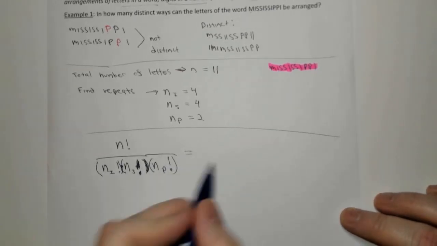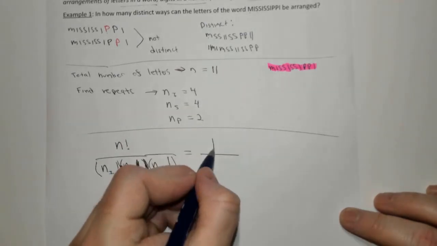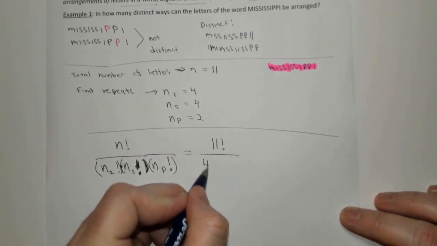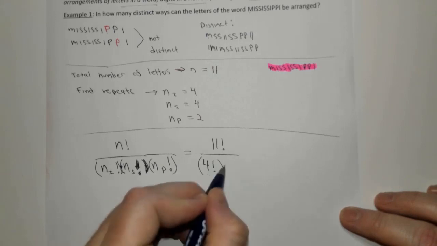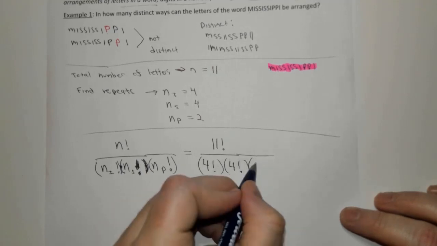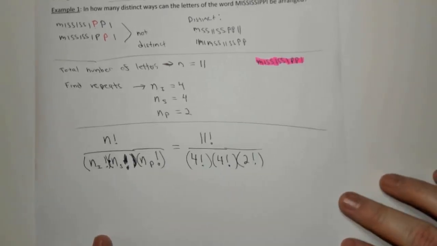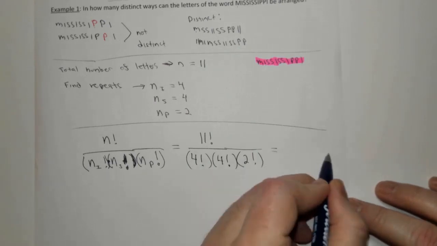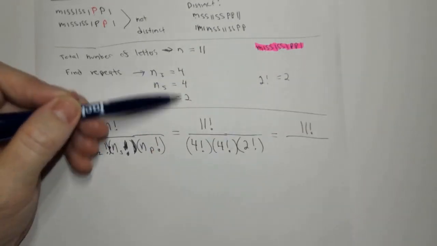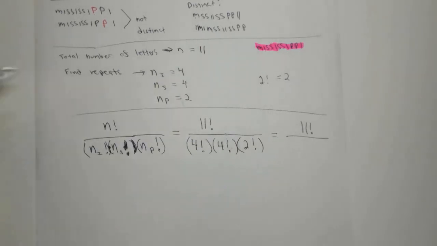So, the total n, that was 11, so 11 factorial. The number of I's, remember, is 4 factorial. The number of S's is 4 factorial, and P is 2 factorial. The reason I'm using a larger number here is because in the homework I've seen some of them are like all 2 factorial. Well, what is 2 factorial? 2 factorial is 2. So you might get confused and think that whatever the number is here, I put down here. But it's actually the factorial.